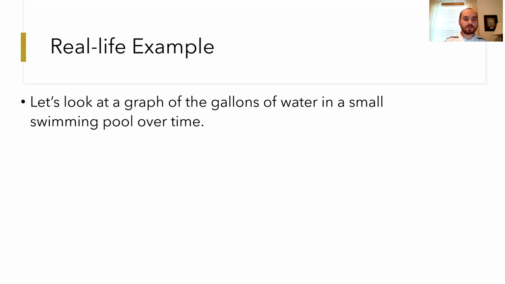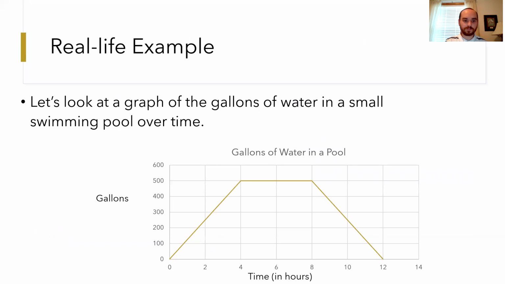Okay, so let's look at a real life example. In this case, this is actually the same example that your book uses, but we're going to look at a graph of the gallons of water in a small swimming pool over time. So that graph looks like this. You've got gallons on the left, time in hours on the bottom. You'll notice that it's increasing from 0 to 4. So in this section right here, it is increasing. Then for a while, from 4 to 8, it stays the same.